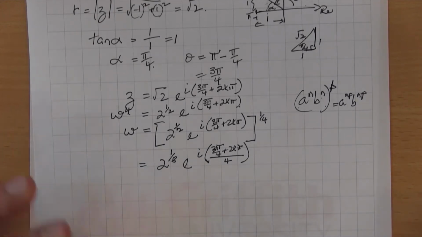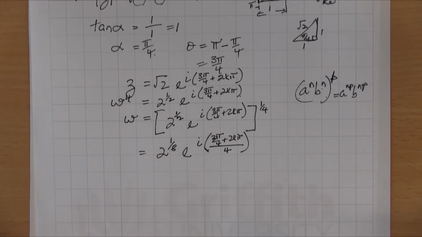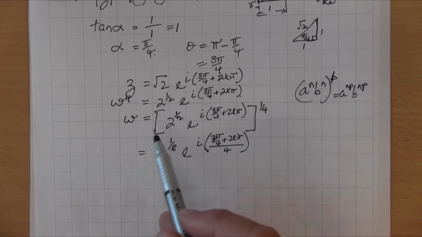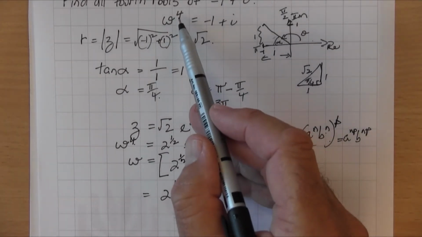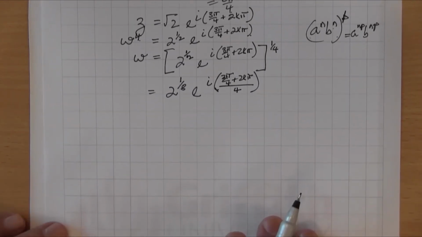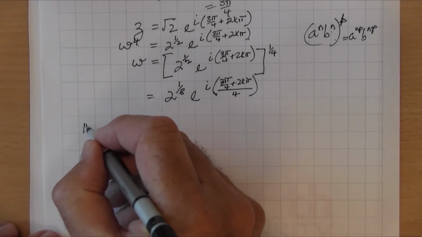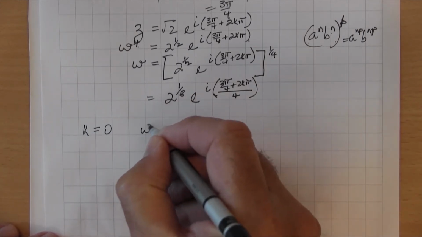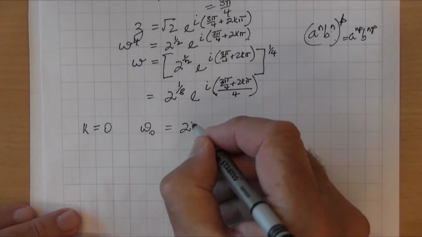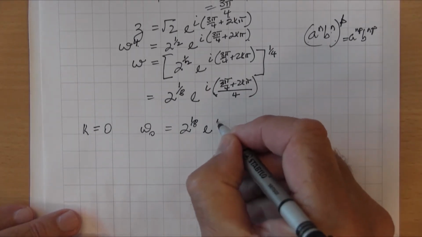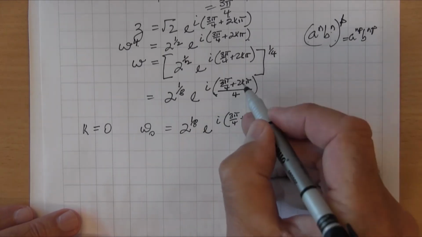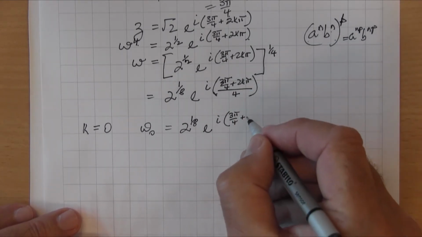Okay, the fourth step of the template was to substitute in values for k, starting at 0 all the way up to 1 less than n. Now it was w to the 4, so n was equal to 4, so we're going to go k equals 0, k equals 1, k equals 2, k equals 3. So k equals 0 will give me my first root, which we'll call w0, is 2 to the power of 1/8 e to the i outside of 3 pi on 4 plus, now if k is 0, all of that will be 0.